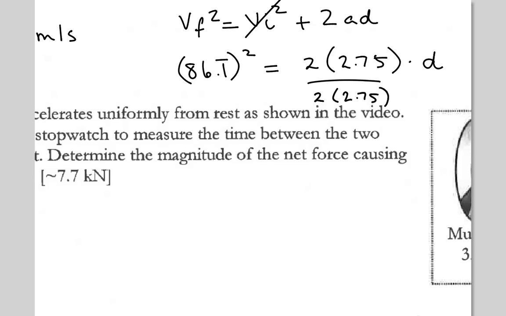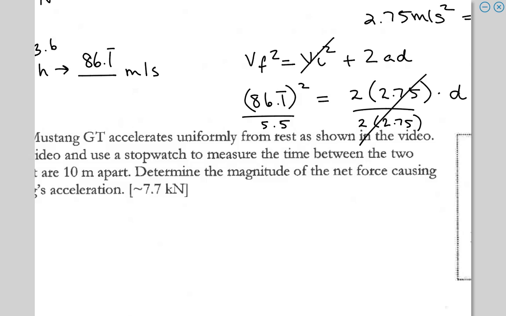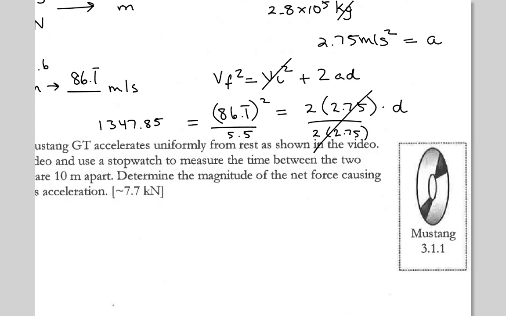I would just multiply them first, of course, and then you have fewer issues in the calculator. So 2 times 2.75, what do you get? What is it? 5.5. Put 5.5 over here. You'll have fewer issues in the calculator if you pump in the numbers like this. Okay? And what do you get? What's the exact calculator business? 1347.85. And the units for distance are meters.